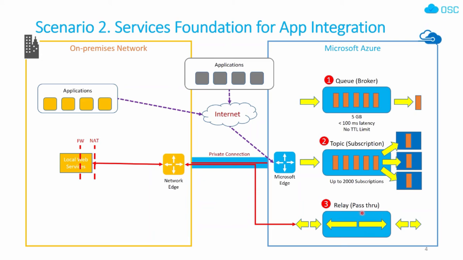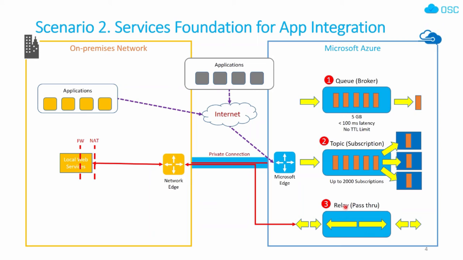And the third one is a different pattern. This is called a relay. Numbers 1 and 2 are messaging-driven, and this is typically for asynchronous integration. The application puts the message in the queue and basically waits for the subscriber or consumer application to pick it up. And number 3 is basically synchronous integration.